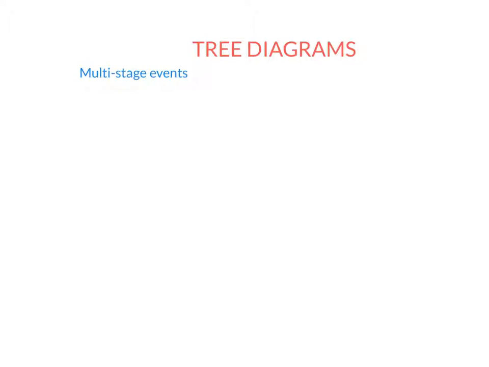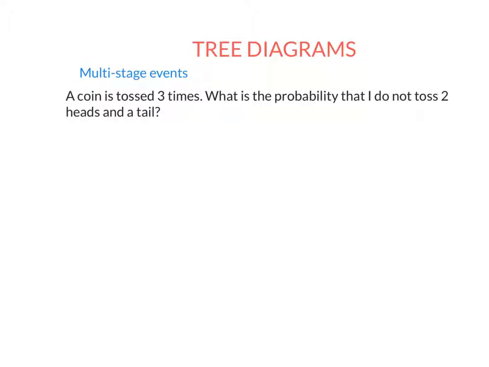So tree diagrams are used in probability for multi-stage events that occur in stages, in order to list all of the possible outcomes and assist with calculations. So let's look at an example of where we might use a tree diagram. We'll start off with this example.